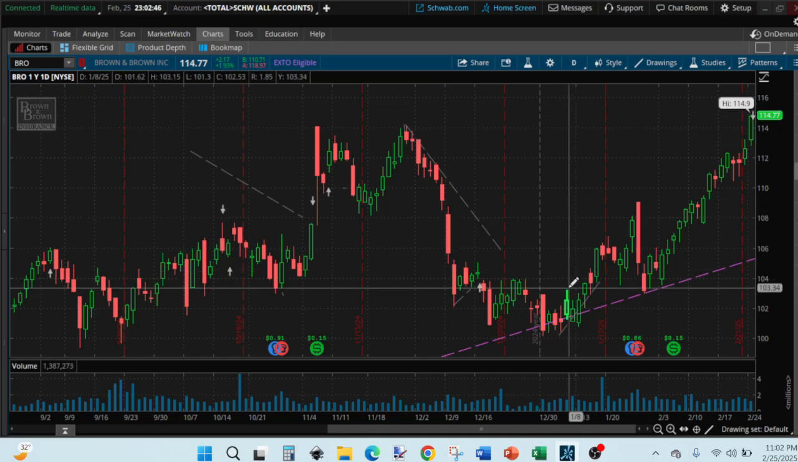And this is swing trading large cap using the long optional swing trading strategy.